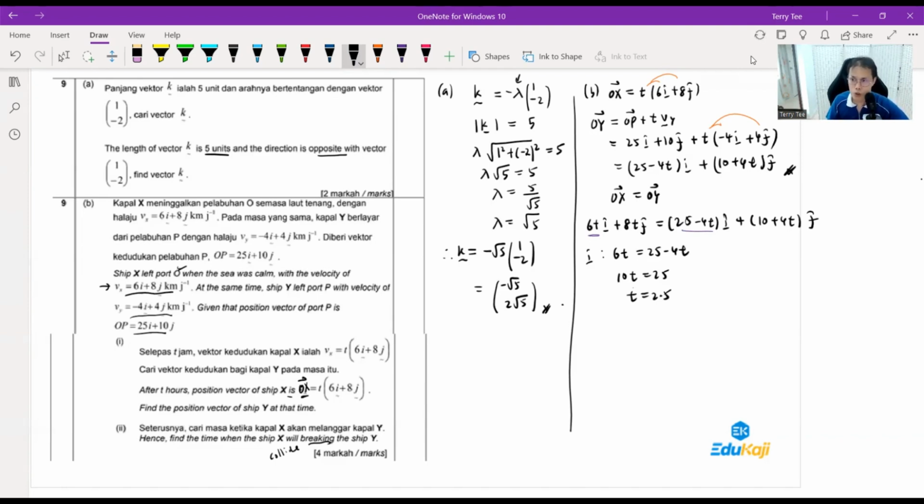But actually, we should show that both i and j are the same. Why? When your i value is the same, it means they have the same horizontal position, but they must also have the same vertical position. So in this case, I'm going to compare my j component over here. 8t = 10 + 4t. Bring over, 4t = 10, 10 divided by 4, still 2.5. Yeah, you can see here, they have the same i and j component, meaning they will collide after 2.5 hours.